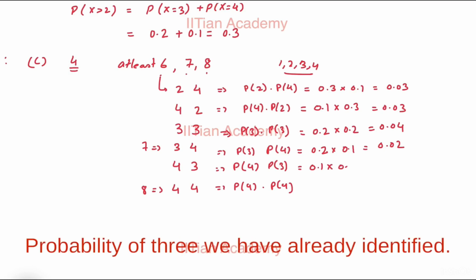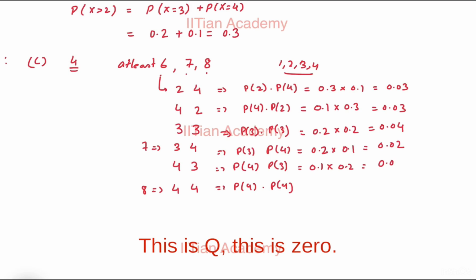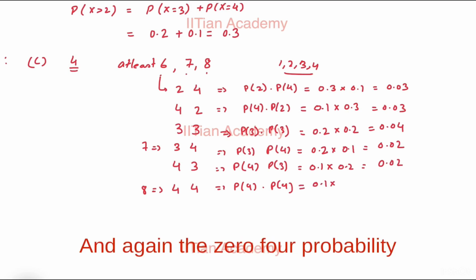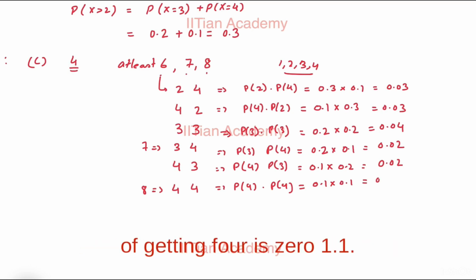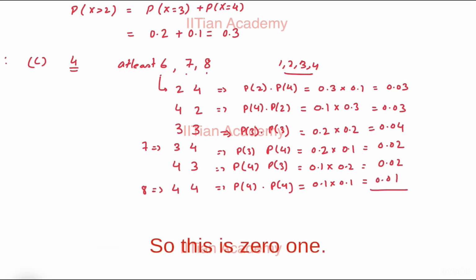Now probability of 4 is 0.1. Probability of 3 we have already identified. This is Q. This is 0.2. So this is 0.02. And again the 0.4. Probability of getting 4 is 0.1, 0.1. So this is 0.01. So this is the probability.